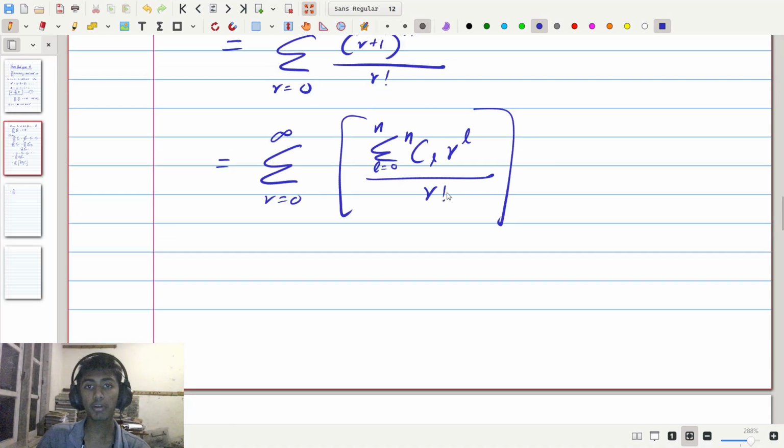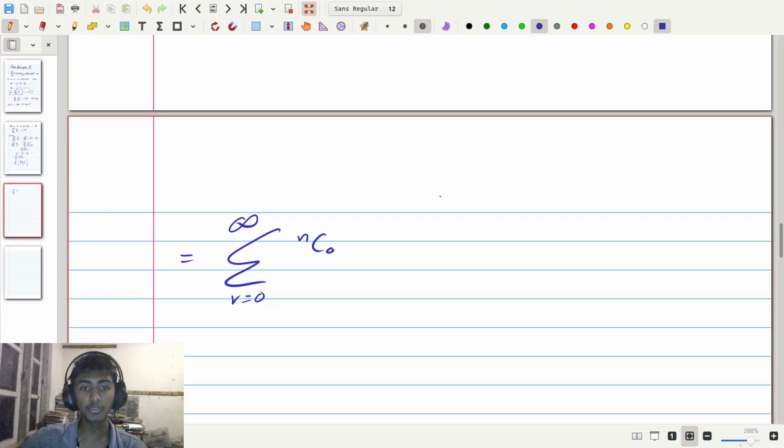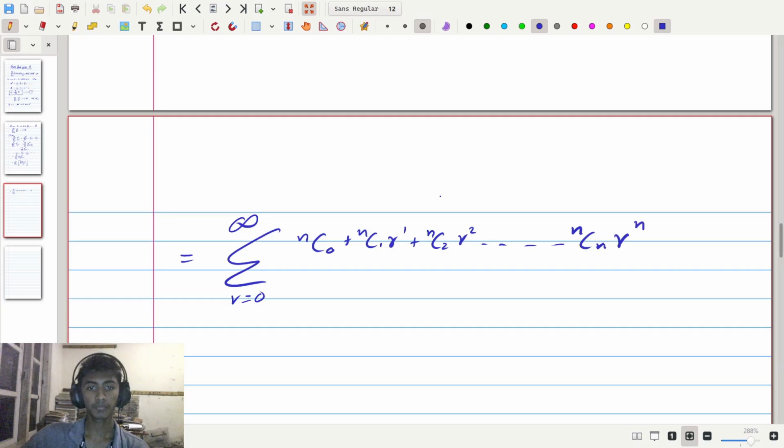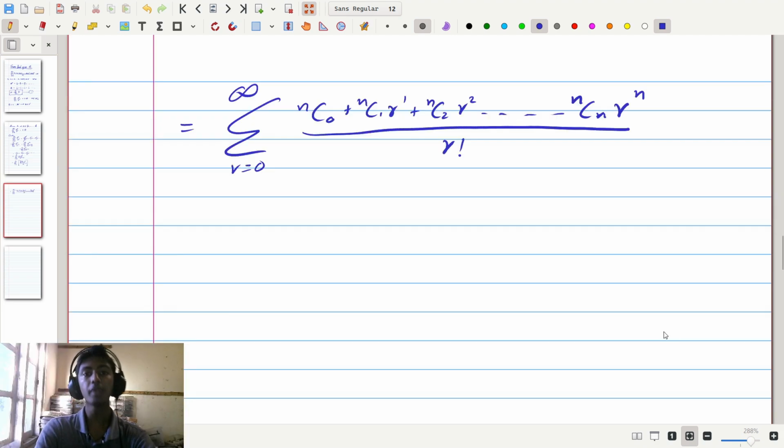times r to the power of 0, which is going to be 1, and the next term is going to be n choose 1 times r to the power of 1 plus n choose 2 r to the power of 2, and so on until the last term, which is going to be n choose n times r to the power of n. And then that's all going to be divided by r factorial, which we can split into individual sums, which are all going to be of the form the sum from r equals 0 up to infinity of some integer, which is going to be a choose function value, times some power of r divided by r factorial.